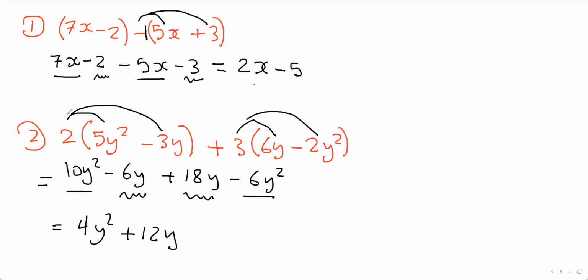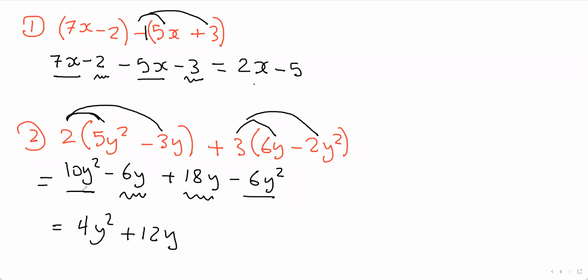For number 2, you're distributing the 2 in here and into there. So 2 times 5y squared is 10y squared. 2 times -3y becomes -6y. Then we have the +3, which has to distribute in here and into there. So 3 times 6y is 18y, and 3 times -2y squared is -6y squared.